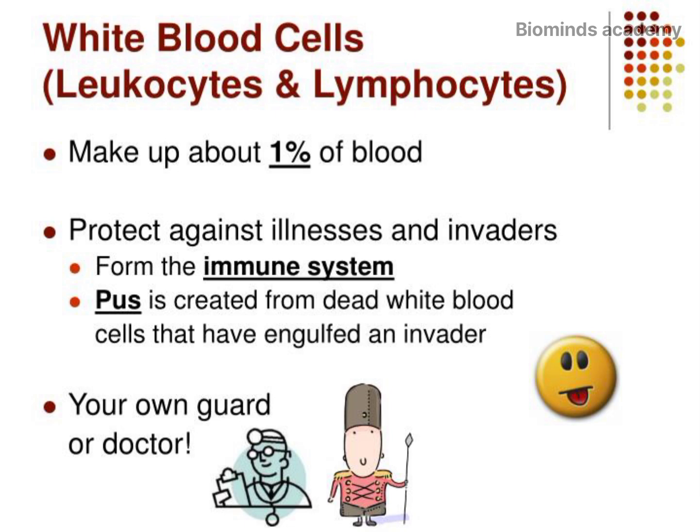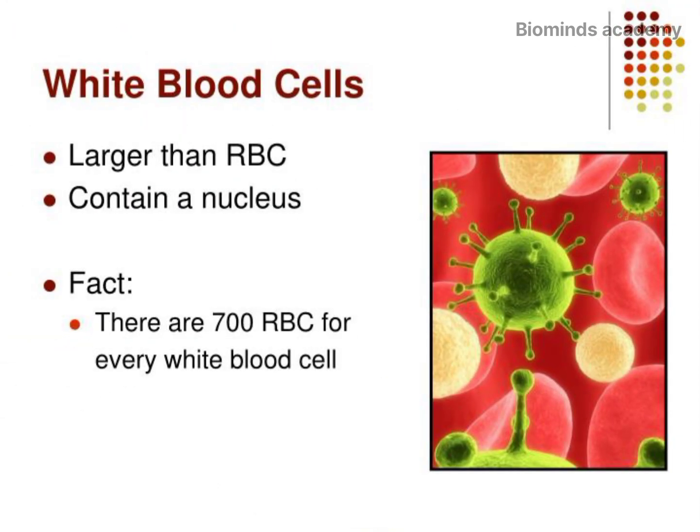Next we have the white blood cells or leukocytes. These are the soldiers of the immune system, constantly patrolling our bodies and attacking invaders like bacteria and viruses. White blood cells make up about 1% of the blood, and protect against illnesses and invaders, forming the immune system. Pus is created from dead white blood cells that have engulfed an invader.